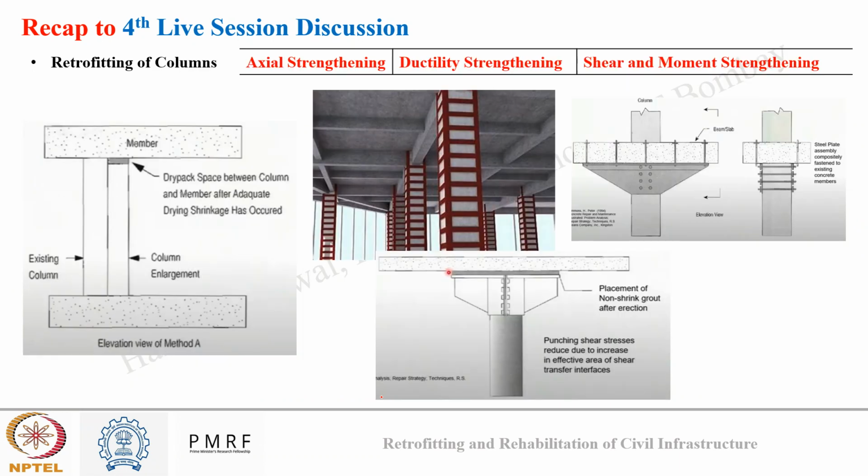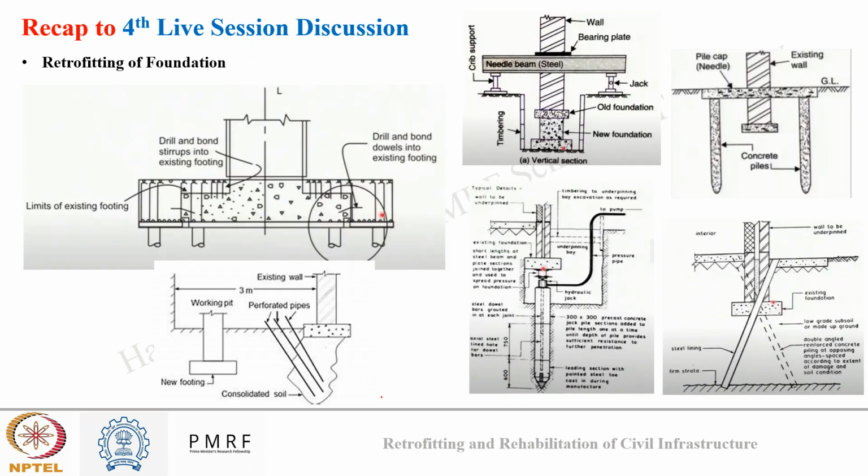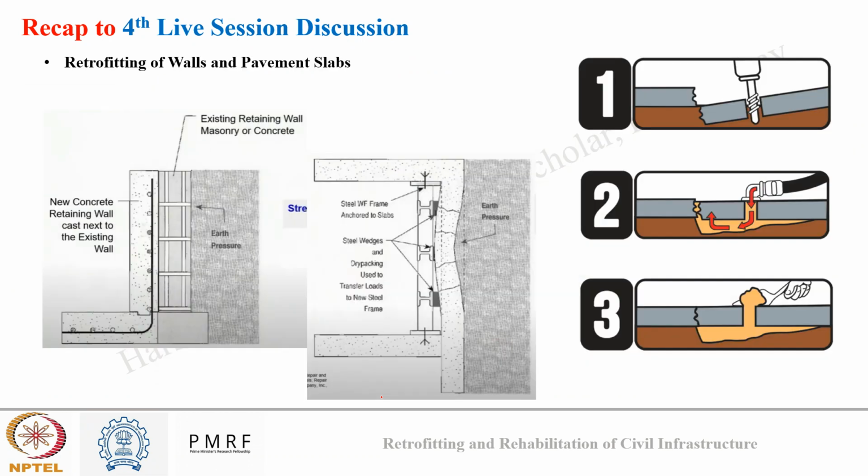For columns, we talked about ways for axial strengthening through section enlargement, for ductility strengthening through RC jacketing, and for shear and moment strengthening through the use of shear collars, shear plates, and shear walls. For foundations, we talked about section enlargement and underpinning, in which we covered the pit method, pile method, and chemical method. And for walls, we talked about concrete overlay and steel jacketing, and for slabs, we talked about slab jacking.